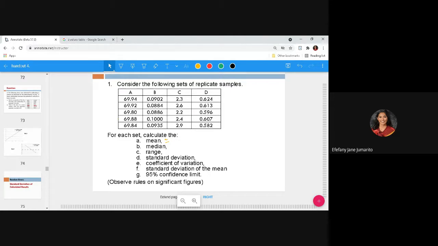Now, what about the median? 69.88, ma'am. Yes, 69.88. Then what about the range? Range. 0.14. How did you get 0.14, ma'am? Highest value minus the lowest value, ma'am. All right. Now, what about the standard deviation?